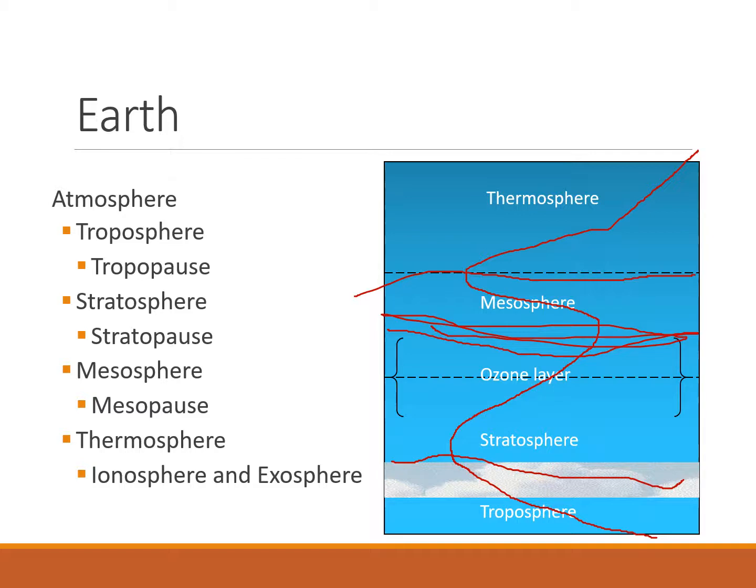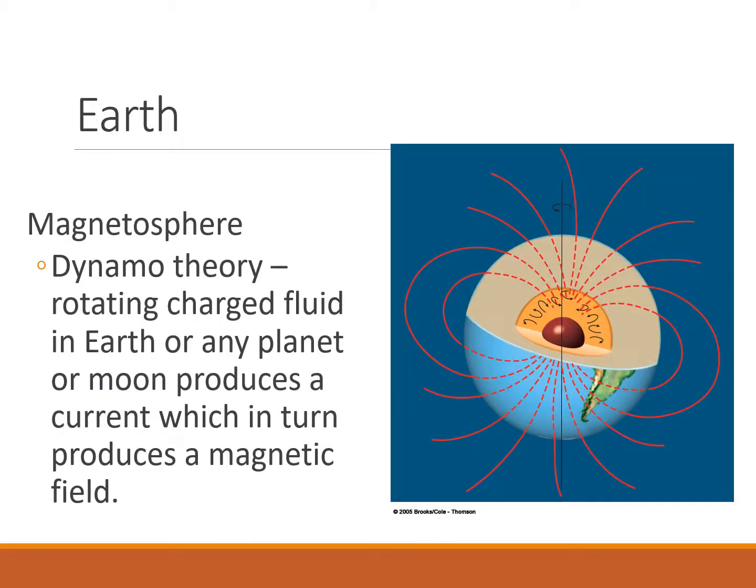Now the thermosphere is actually made up of two sublayers, and actually the ionosphere starts in the mesosphere. So we have the ionosphere, which is in the mesosphere and the thermosphere, and then the exosphere is the highest part, and that's basically space. The magnetosphere sits above that. Some of it, though, does enter into the atmosphere, and you can see that at the poles.